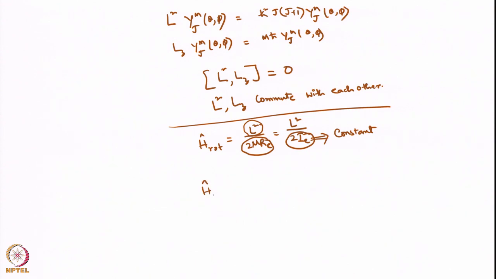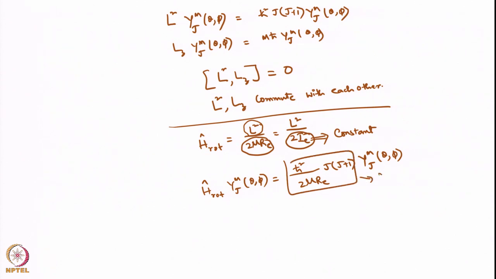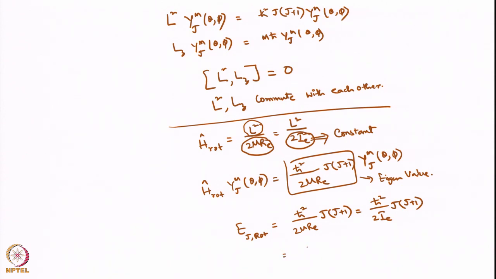So, you have H rotational acting on Y_jm theta and phi will give you h bar square divided by 2 mu r_e squared, j into j plus 1, Y_jm theta and phi, and this is your eigenvalue. Therefore, your E_j, that is the rotational energy with quantum number j, will be equal to h bar square by 2 mu r_e squared j into j plus 1, which is the same as h bar square by 2 I_e j into j plus 1. Somehow this is written as h B_e j into j plus 1.